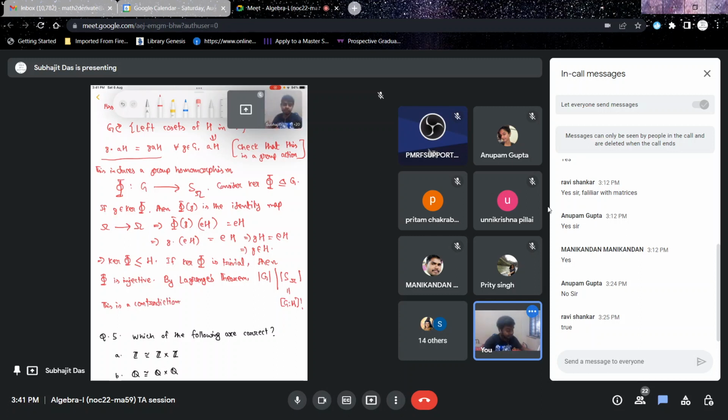And then you are done. This kernel of phi is the required subgroup. It's a normal subgroup, it was proper as we proved, and it is certainly non-trivial. If it were trivial, then you would get this contradiction.